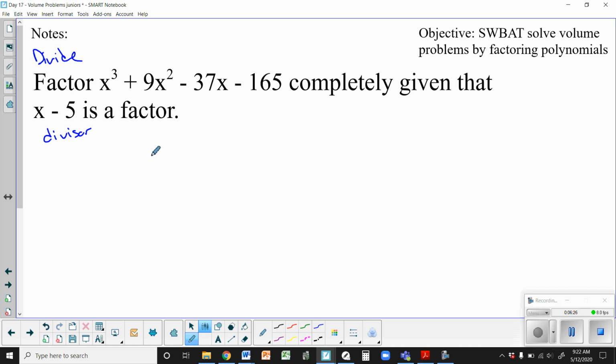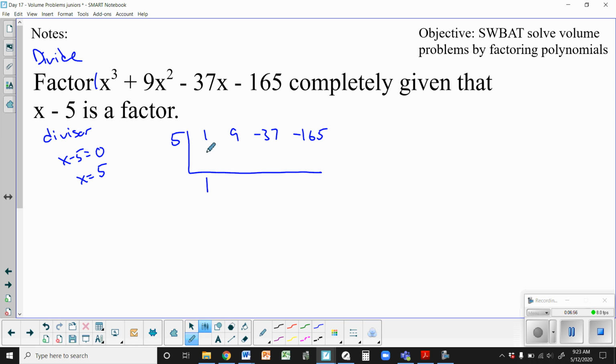So what do we have to do? We have to first do x minus 5 equals 0 because it's written as a factor. So we have to see what x we want to substitute in, right? And with our synthetic division, it's positive 5. And then how does the rest of the setup look? All right, so then we write our numbers across. Remember, this is a 1 in front. 9, negative 37, negative 165.